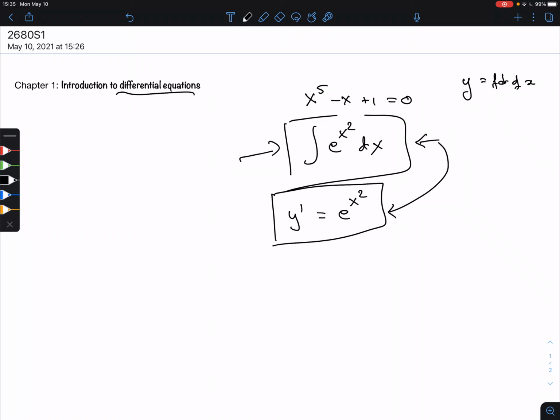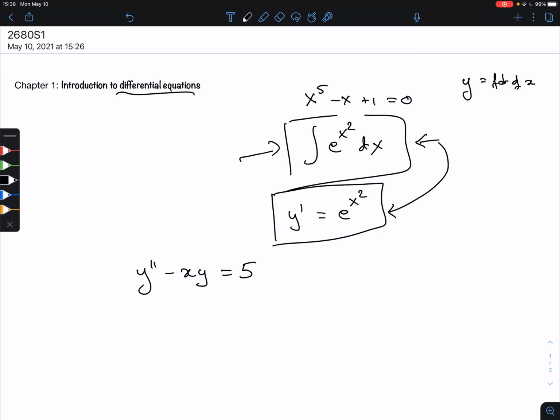Of course, that's going to take us many sessions to discuss all the different ones, because the equation that I wrote, y prime equals e^(x^2), is a really simple equation. Let me give an example of a different one: y double prime minus xy is equal to 5. This is also a differential equation.